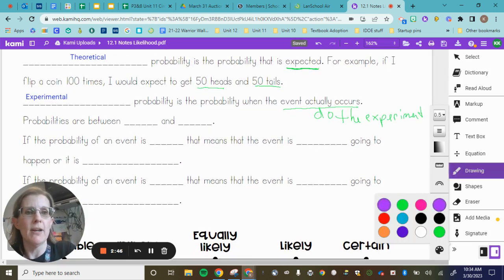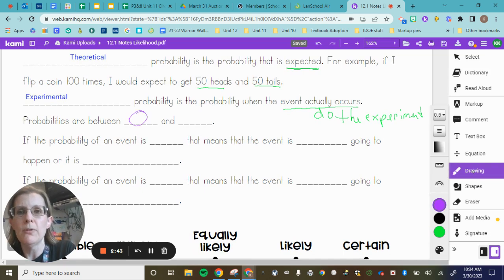Probability has to be a number between 0 and 1. If the probability of an event is 1, that means the event is always going to happen. So it will have to happen, like the sun will come up tomorrow, that's certain. The word, which I just said, is certain.